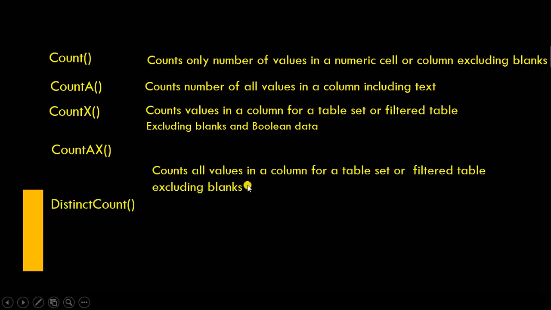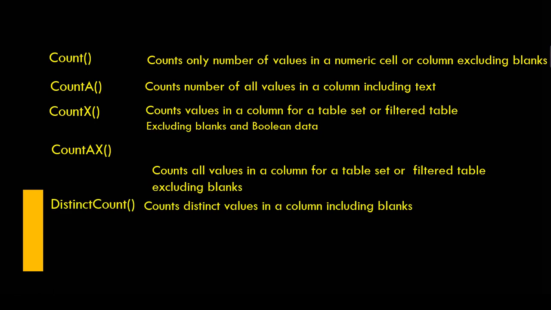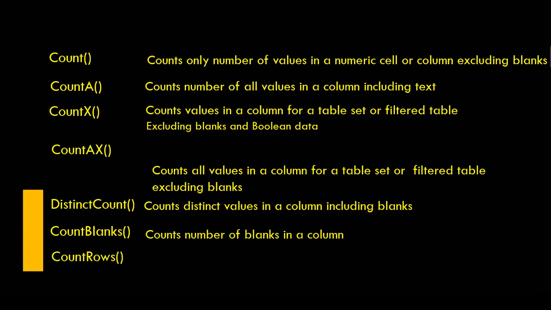Okay. Then we have the distinct count. When it comes to distinct count, it counts the distinct values in a column including blanks. So it will count distinct values even if there are any blanks, it will count. The next one is the count blanks. It counts the number of blanks in a column. And the last one is CountRows. This function is helpful in terms of counting the total number of records in a table.